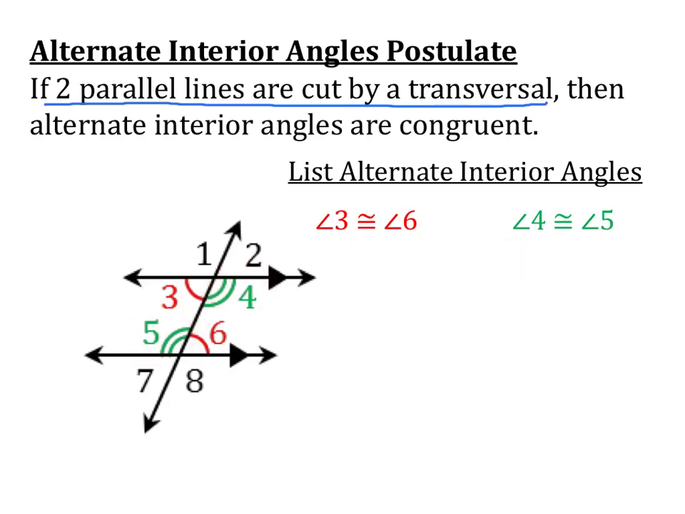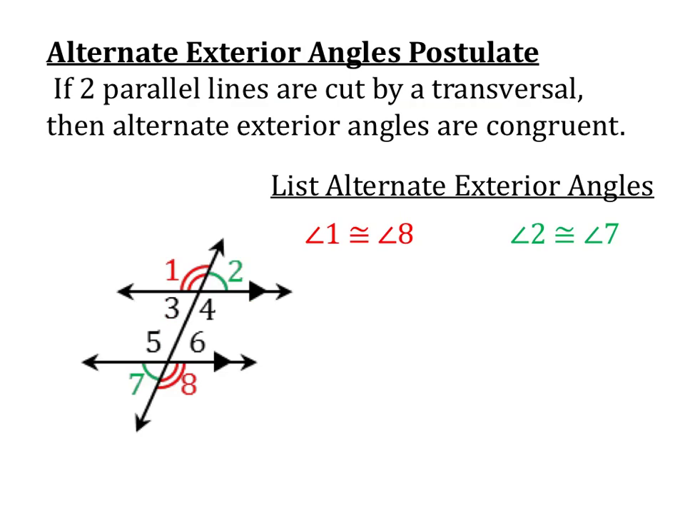Now, alternate exterior angles postulate starts that if 2 parallel lines are cut by a transversal, then the alternate exterior angles are going to be congruent. So 1 will be congruent to 8, and angle 7 will be congruent to angle 2.